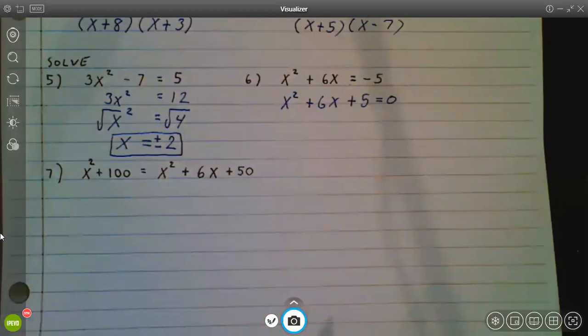So I'm adding 5 to both sides. So this is what it looks like. I wanted to get everything onto one side to make it equal 0. And the reason we're doing that is because we're going to solve it by factoring. So that's why we just looked at factoring a second ago.